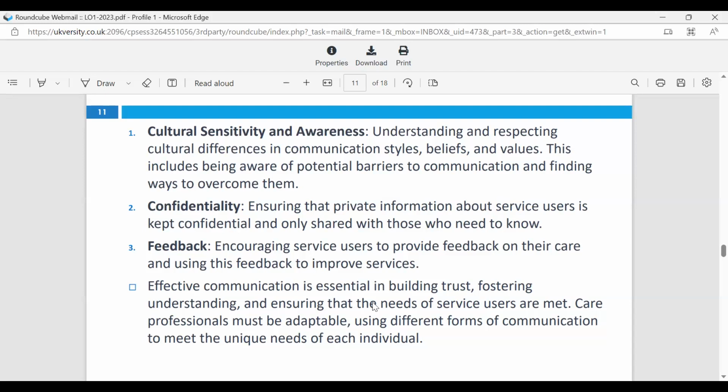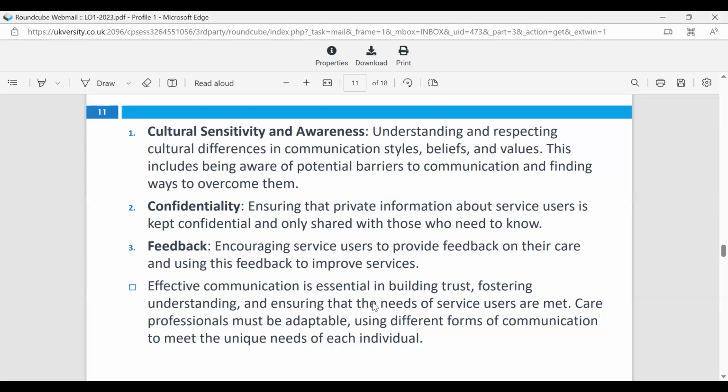So cultural sensitivity and awareness is understanding and respecting cultural differences in communication styles, beliefs and values. This includes being aware of potential barriers to communication, and finding ways to overcome these barriers. So it might be language barriers, cultural barriers, or physical barriers. Confidentiality, so that's ensuring that information about service users is kept confidential and only shared with those who need to know.